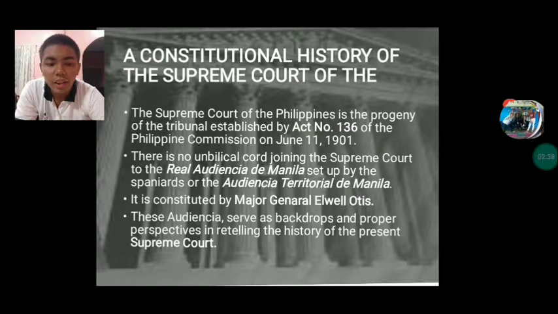The audiencia exercised both administrative and judicial functions. So it is the audiencia, may I say, the basis of the court nowadays.